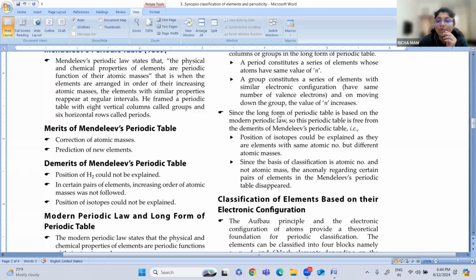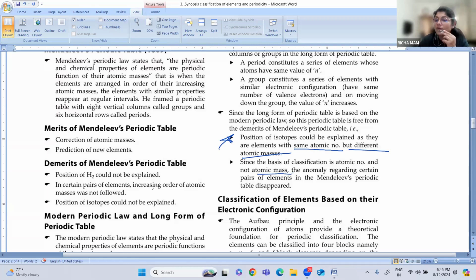Because the long form of the periodic table is based on the modern periodic law, it is free of the demerits or disadvantages of Mendeleev's periodic table. In the modern periodic table also, the position of isotopes was not explained. Because isotopes have the same atomic number but different atomic masses, in the modern periodic table also the position of isotopes could not be explained, since the basis of classification is atomic number and not atomic masses.